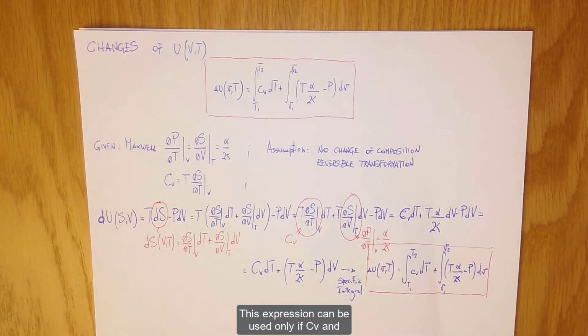This expression can be used only if Cv and an equation of state, suitable for the specific fluid, are available. However, Cv and the equation of state are measurable entities in thermodynamics. Therefore, this relation represents the way to determine the internal energy from measurable quantities.